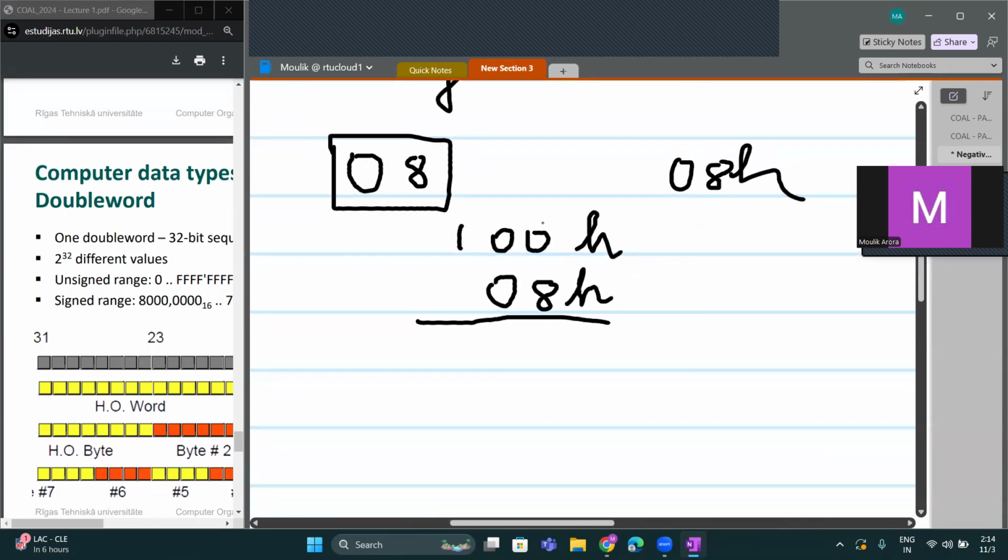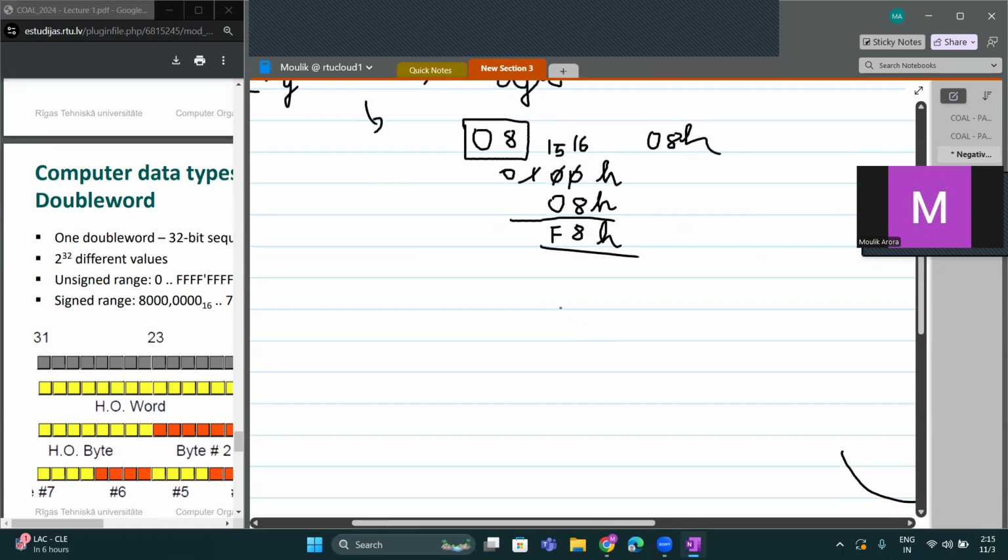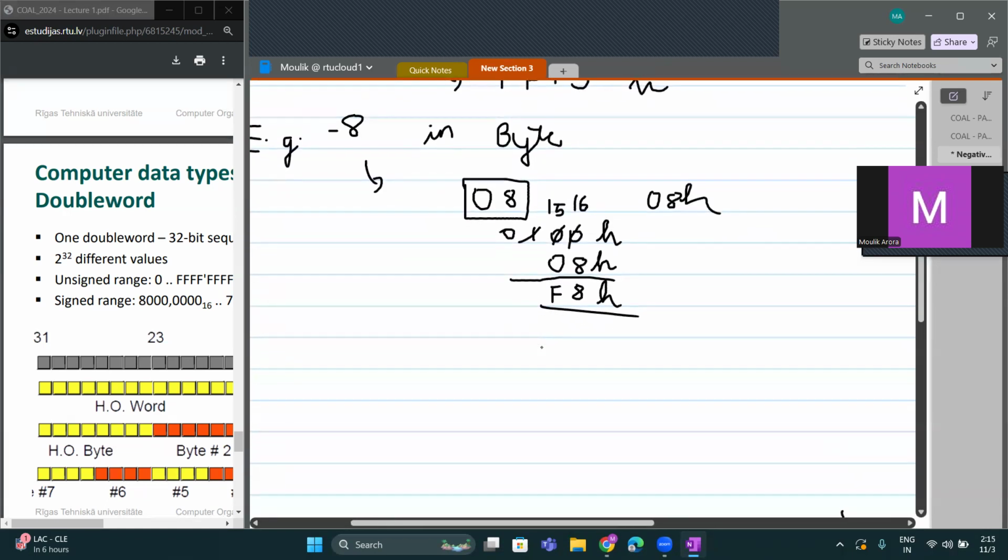Similarly, we will do the same thing here. 16 here, 15, and here is just 0. So 16 minus 8 is 8, and 15 minus 0 is 15, but 15 in hexadecimal is F. So the answer is F8H. So minus 8 in hexadecimal is F8.